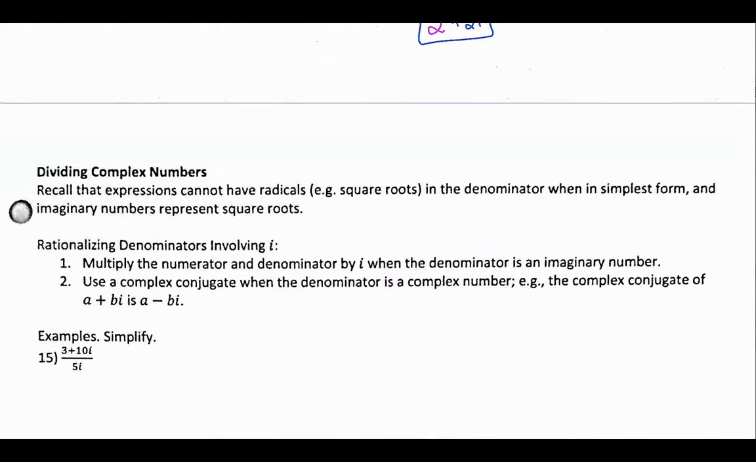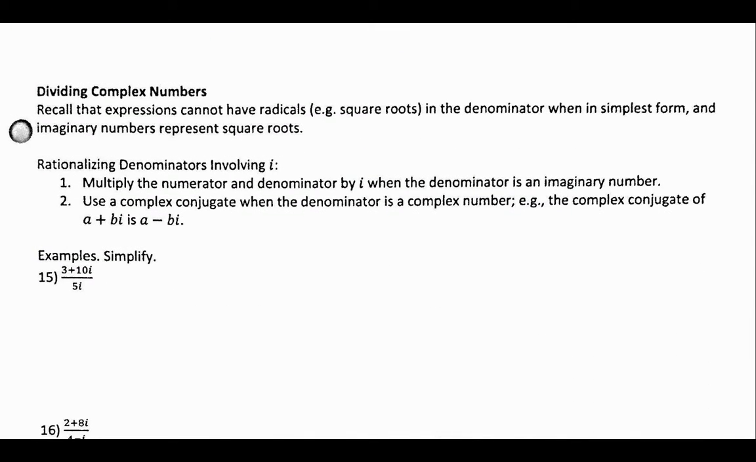The last little bit here that I want to talk about is dividing complex numbers. So we've already done division with square roots, and that is going to be kind of your key here, is that we need to rationalize, because if i is just the square root of negative 1, we can't have i in a denominator because we can't have a square root in the denominator. So we want to get rid of it.